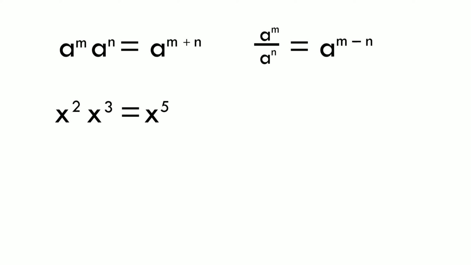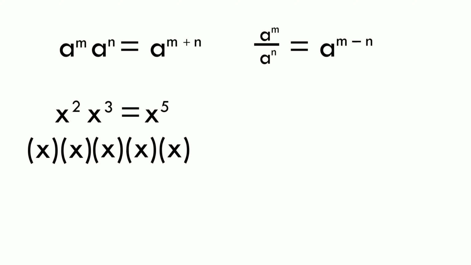Not convinced? Then consider this. X raised to the power of 2 is just x times x, and x raised to the power of 3 is just equal to x times x times x. Now that's just multiplying 5 x's, and this is just equal to x raised to the power of 5, which is similar to the method we used earlier.